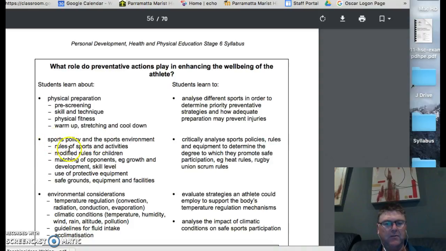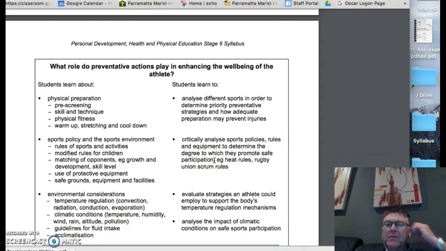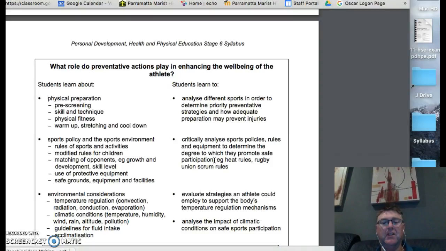Sports policy and the sports environment. Rules of sports and activities, modified rules for children, matching of opponents, e.g. growth and development and skill level. We're looking at use of protective equipment, safe grounds, equipment and facilities. The Learn 2 is critically analyse sports policies, rules and equipment to determine the degree to which they promote safe participation in sport, e.g. heat rules, rugby union rules.